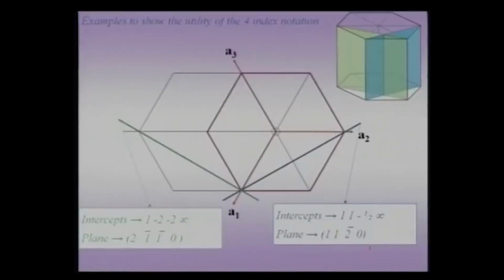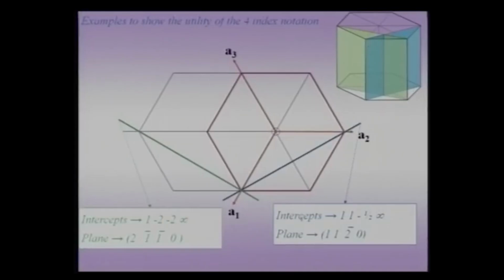Now, let me consider one more plane. You can see again we are considering a green plane and a blue plane, which are identical, to illustrate the concept of Miller-Bravais indices. For the green plane, the intercepts are 1 in the A1 direction, minus 2 in the A2 direction, and in the A3 direction, we are not showing the intercept, it will intercept at minus 2. The intercepts are 1, minus 2, infinity, because the C direction never intercepts.